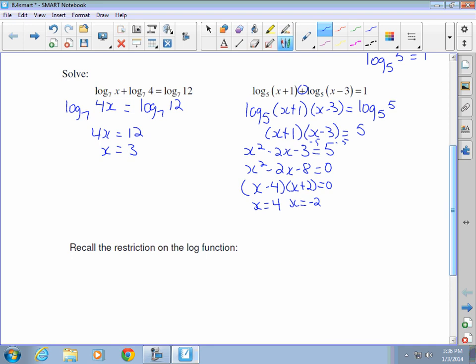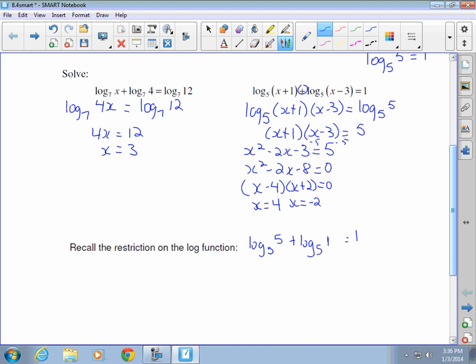If I substitute my 4 into my x's, so with x equal to 4, I would have log base 5 of 4 plus 1, which is 5, plus log base 5 of 4 minus 3, which is 1, and that equals 1. Okay, so log base 5 of 5 would work, log base 5 of 1 works.